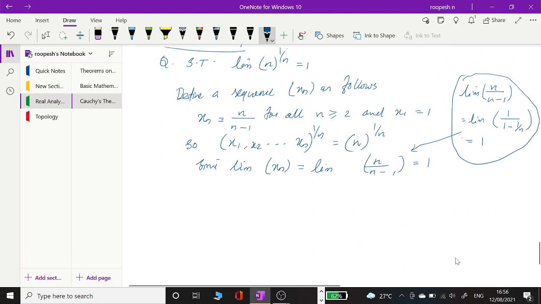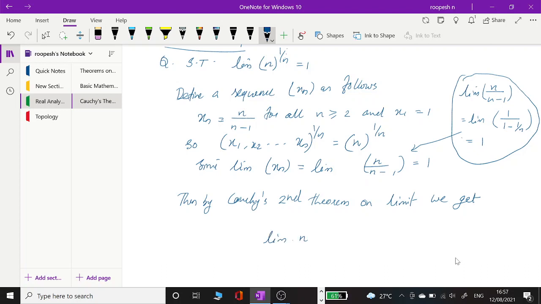Then by Cauchy's second theorem on limits, we get the limit of n raised to the limit of xn, right? So the limit of n raised to 1 by n converges to, or is equal to, 1.